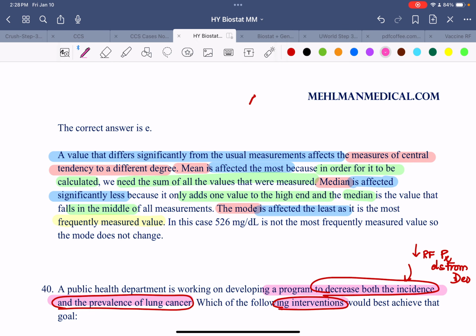And that's exactly explained over here, that a value that differs significantly from the usual measures is known as an outlier, and that affects the measures of central tendency. What are the measures of central tendency? Mean, median, and mode. Which is affected the most? You already know it, mean. Which is affected the least? You already know it, the mode is affected the least, right? No, not the least. They are saying the lesser or the medium. That's median, right? And you know the reason. Mean is affected because it's the sum of all the values, so if one value is skewed, mean is going to be skewed the most. Whereas median depends on, of course, the middle two values, so it's going to be affected a little bit. But what about the mode? Mode is affected the least because it is the most frequently measured value.